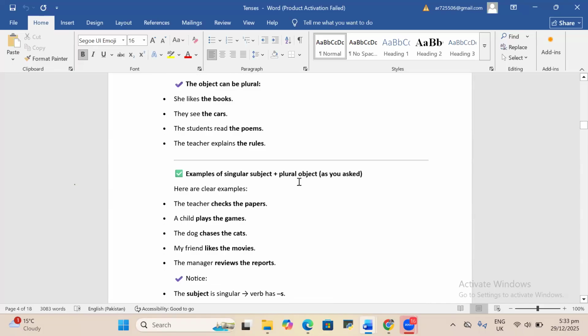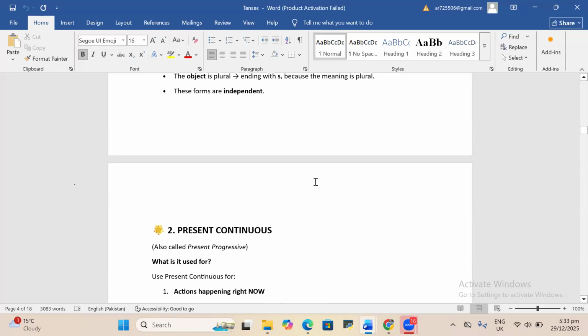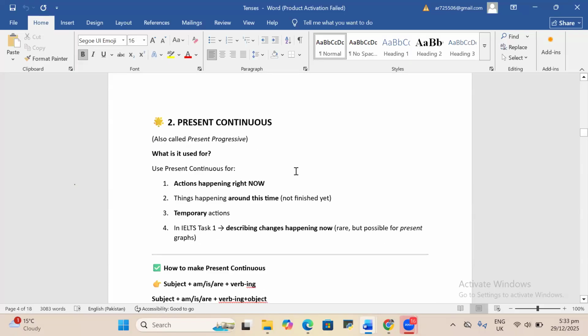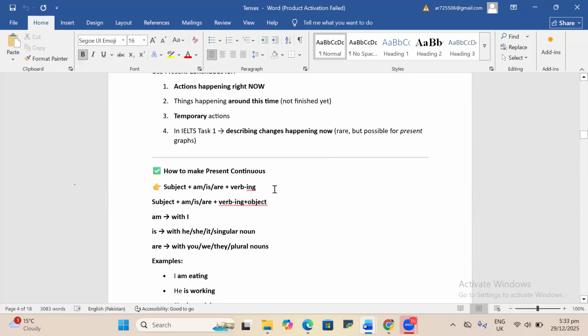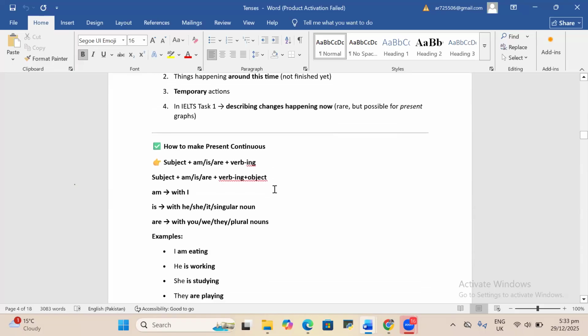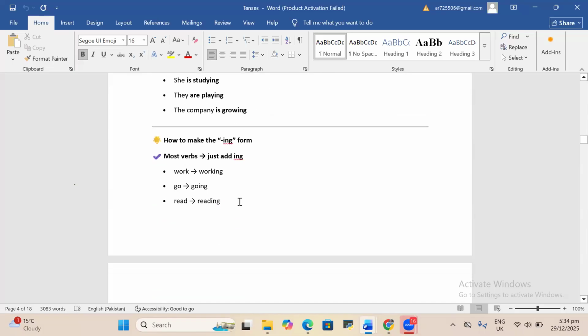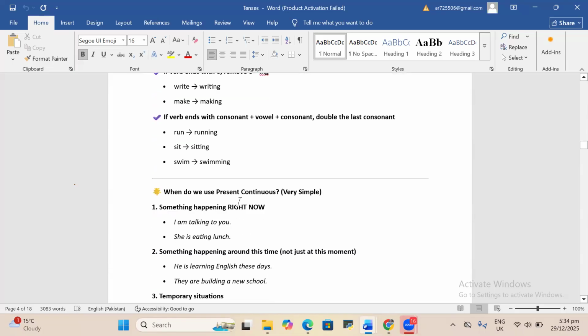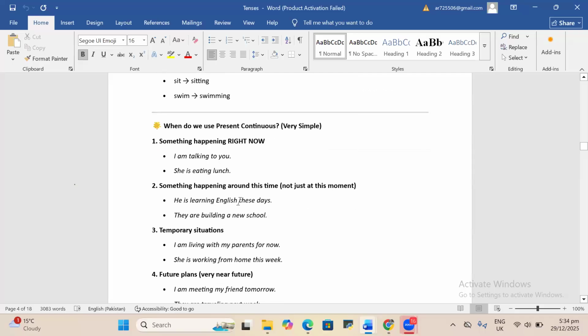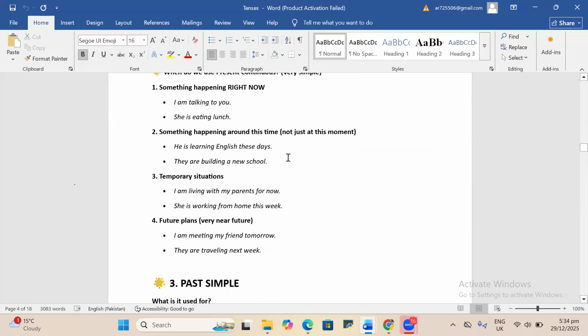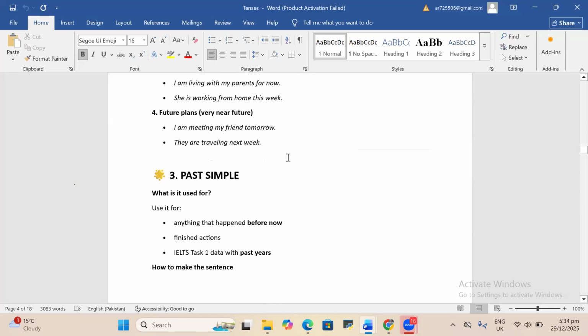Example of singular subject, plural subject. The second sentence is present continuous. Here is a proper structure of how you can make present continuous, and some important points for students. When do we use present continuous? Very simple. So we also add this information on which point you can use it more appropriately.